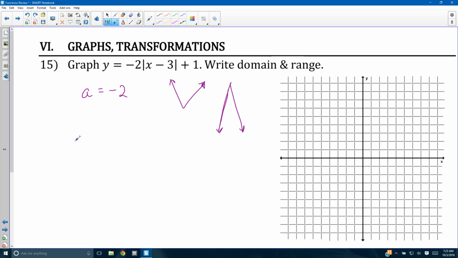And I'm going to start at my h, k value. My vertex will be 3, 1. When I substitute 3 for x, I get 1 for y, because all this goes away. So starting at 3, 1 here, every time I go over 1, I should be going up the absolute value of 1. But I've got to take that 1 that I go up, multiply it by negative 2. 1 times negative 2 is negative 2. I'll be going down 2 instead.